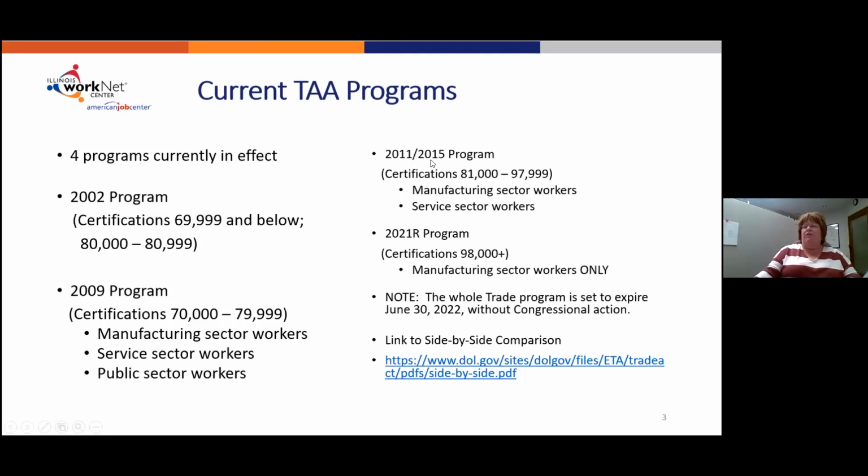The 2011-2015 programs are like identical programs, and they cover certifications 81,000 to 97,999. When they issued the new regulations last year, they grouped those programs together, but some of the rules applied and some didn't.